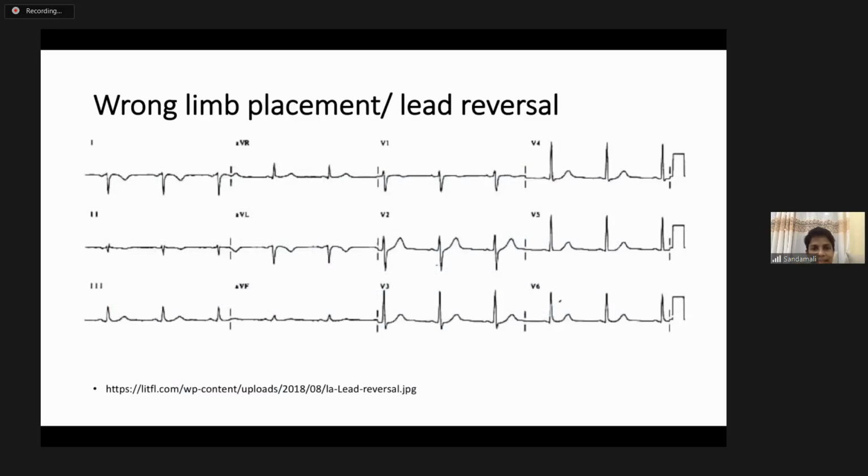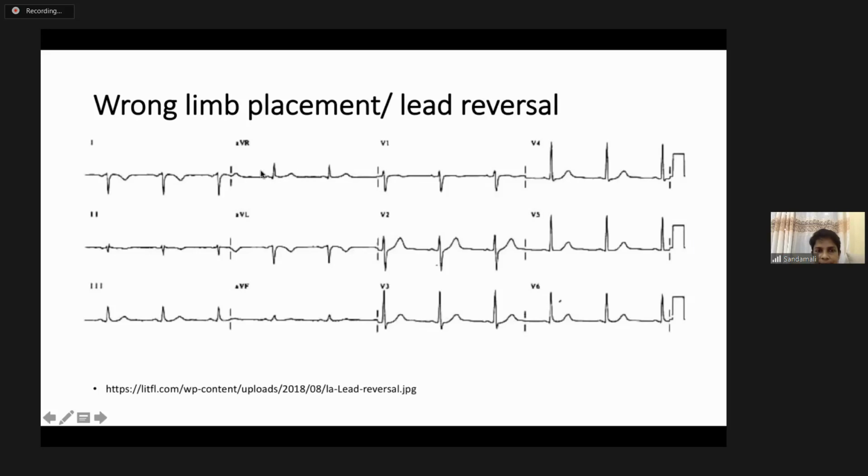And if you take this ECG, at first glance, you will see Qs and T inversions in L1 and AVL. One can think this is due to ischemia, honestly, but actually it's not due to ischemia. This is due to wrong attachment of limb leads. Why do I say that? Because there are positive deflections in AVR. AVR is actually a lead where you get negative deflections.